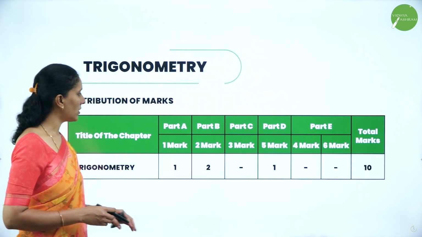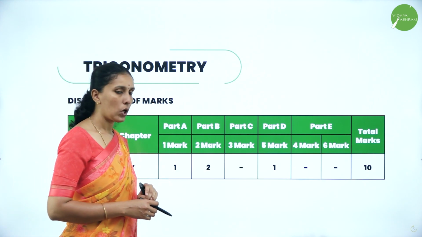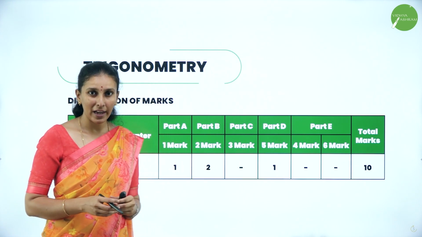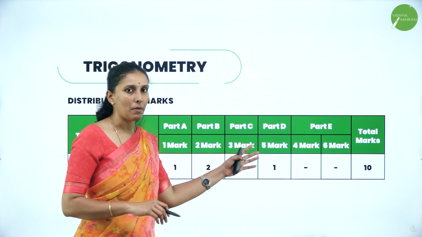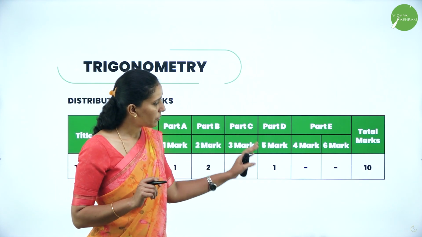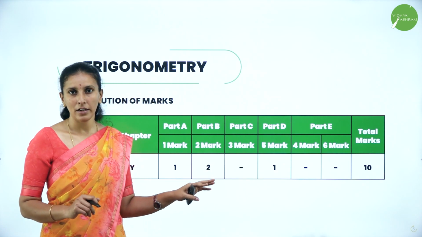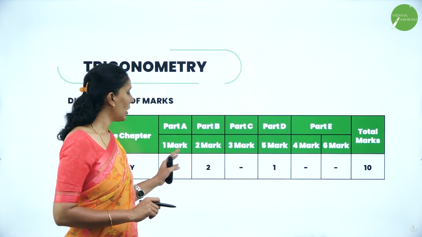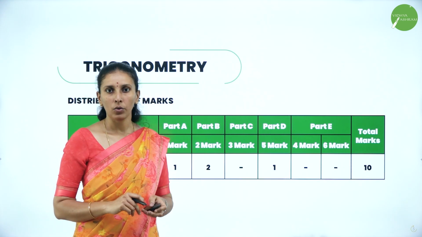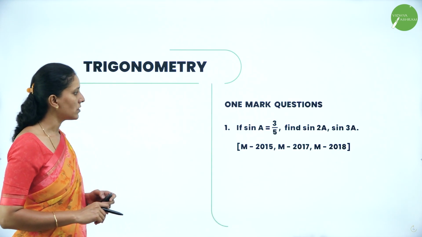From this chapter, you will get 1 mark question, 2 mark question and 1 5 mark question. Sometimes they will give you 1 3 mark question along with 1 2 mark question. So the total marks you can expect from this chapter is 10. Maximum you will get 2 questions of 1 mark, 2 of 2 marks and 1 of 5 marks. So let's see the questions now.